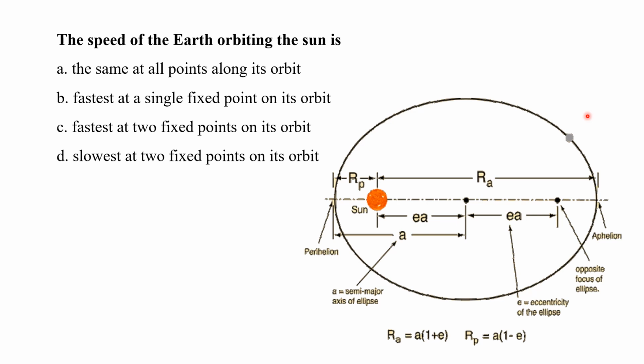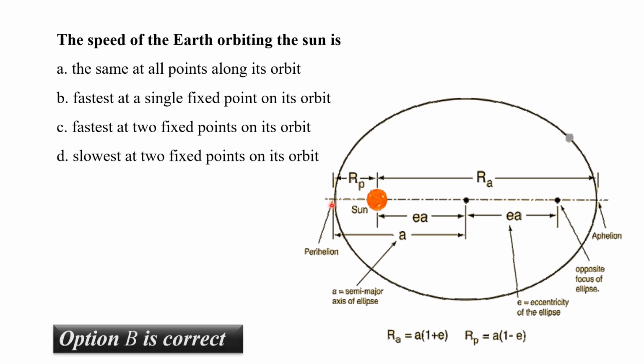From Kepler's second law of planetary motion, we know that a planet sweeps out equal areas in equal intervals of time, meaning that it has a constant areal velocity. Therefore, the linear speed of a planet is maximum when its distance from the Sun is the least. This single point in the orbit of the planet when the Sun is closest is called the perihelion. So you can see here, the speed of the planet will be the fastest and it is a single point. So option B is correct.